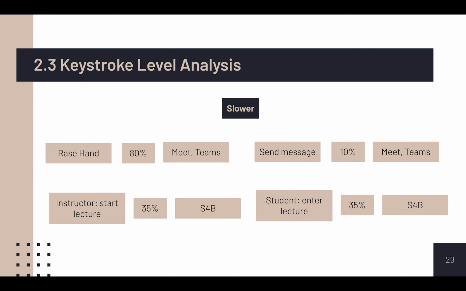Continuing with the tasks that are completed slower than on the other platforms: raising hand, the task that we already mentioned in the heuristic evaluation, is way slower than in Google Meet and Microsoft Teams. Sending a message in the chat is slower than in Google Meet and Microsoft Teams, and starting and entering a lecture is slower than in Skype for Business.